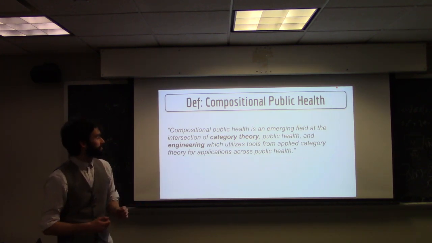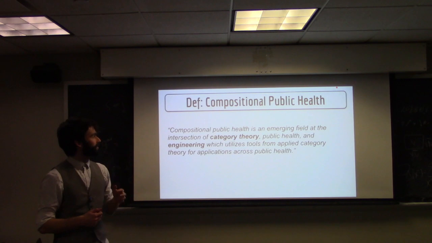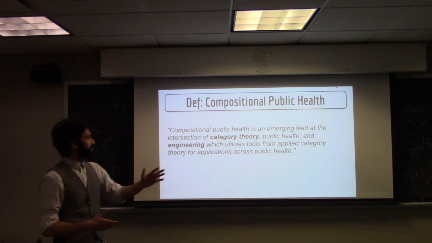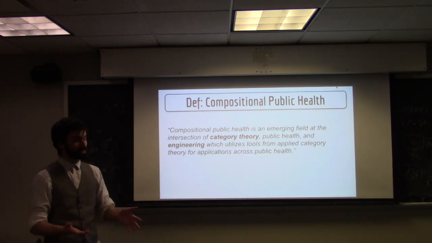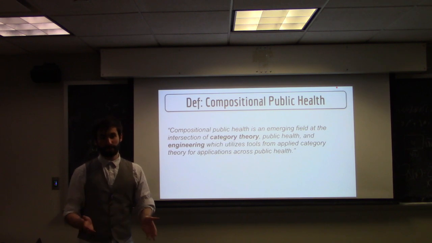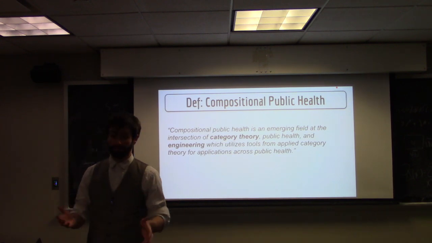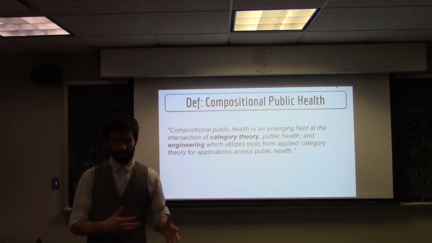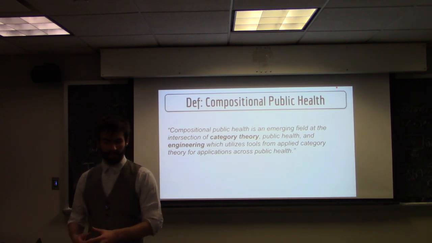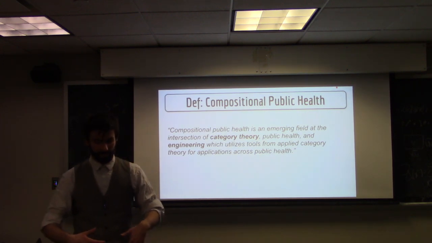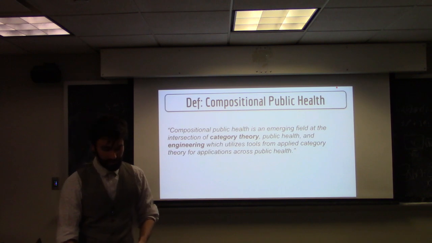And so to talk about the background further of compositional public health, as I mentioned earlier, we have a couple different topics here to talk about. So I said compositional public health is an emerging field at the intersection of category theory, public health, and engineering. So in this background, we're going to talk about two main topics, being the category theory framing as well as the engineering background. So let's just go ahead and dive right into it.